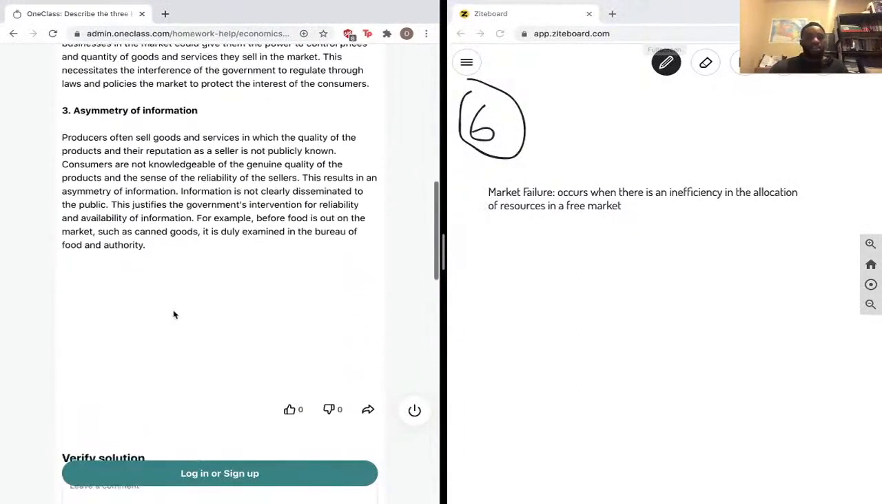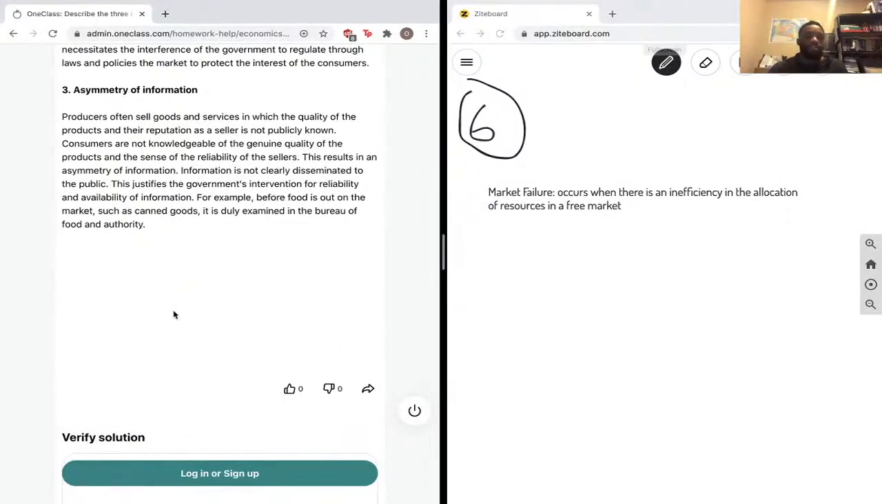And our third example over here, a tutor says, is asymmetry of information. Producers often sell goods and services in which the quality of the products and their reputation as a seller is not publicly known. Consumers are not knowledgeable of the genuine quality of the product and the reliability of the sellers. This results in an asymmetry of information. Information is not clearly disseminated to the public. This justifies government intervention for reliability and availability of information.